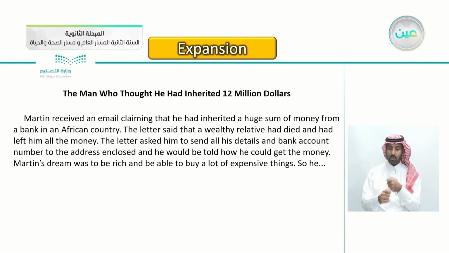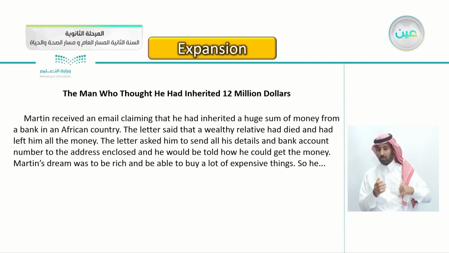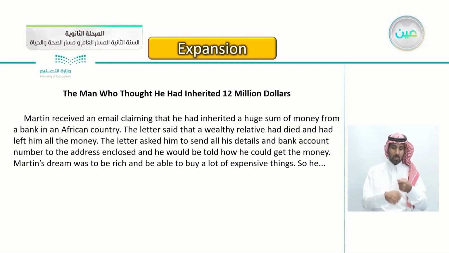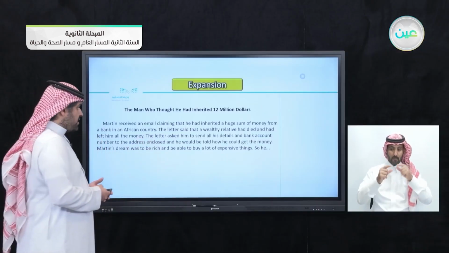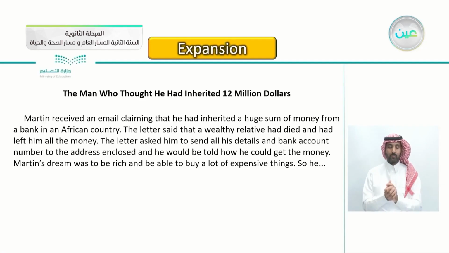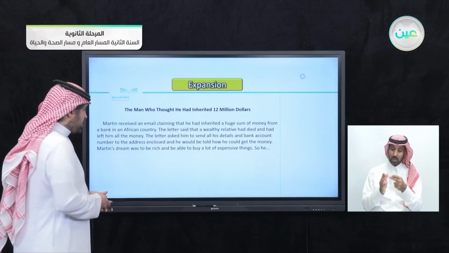Martin's dream was to be rich and be able to buy a lot of expensive things. So he, of course, this is a prank from an African bank. This is very obvious. So he, and then you can continue by yourself. This is just an idea.